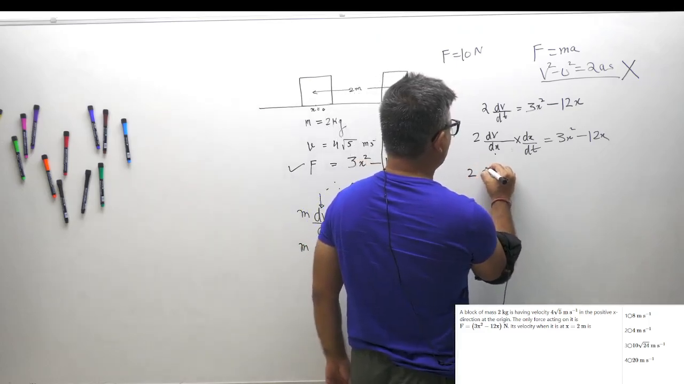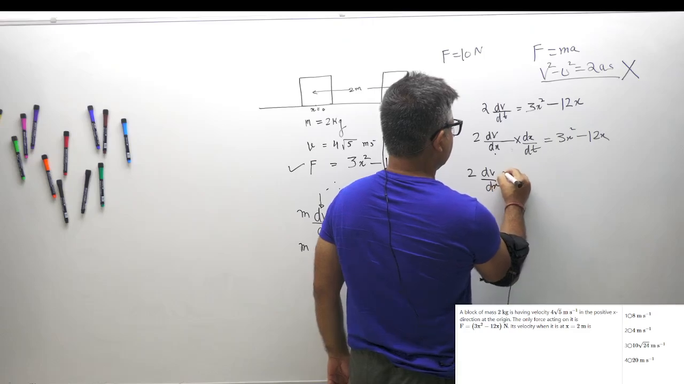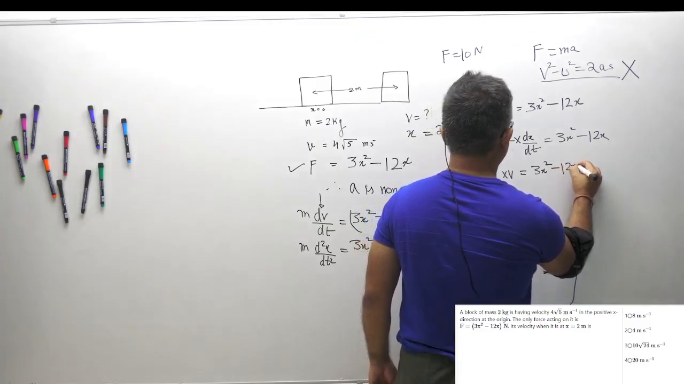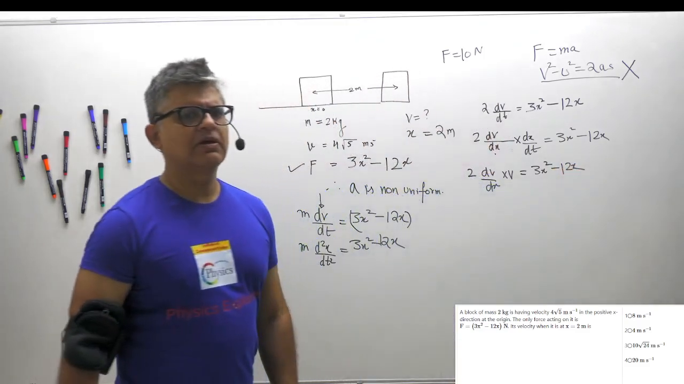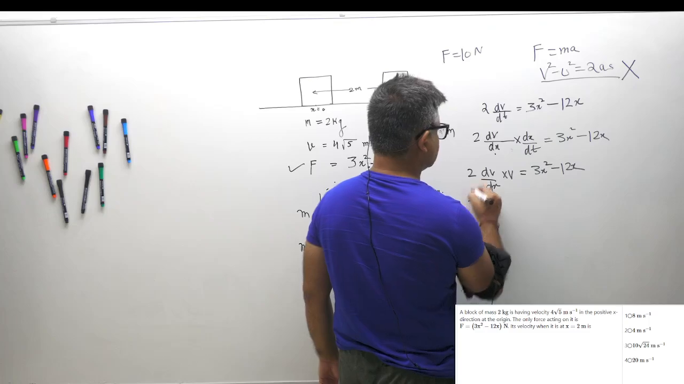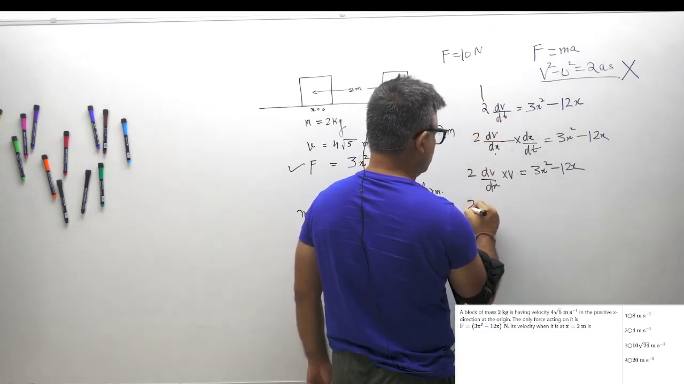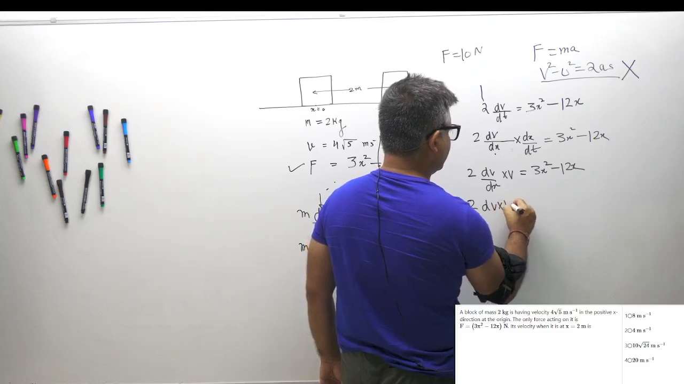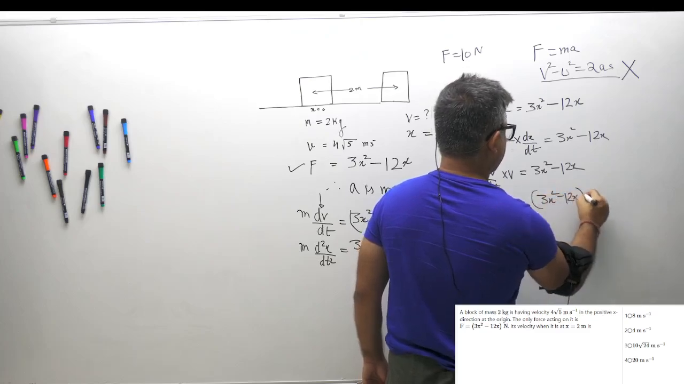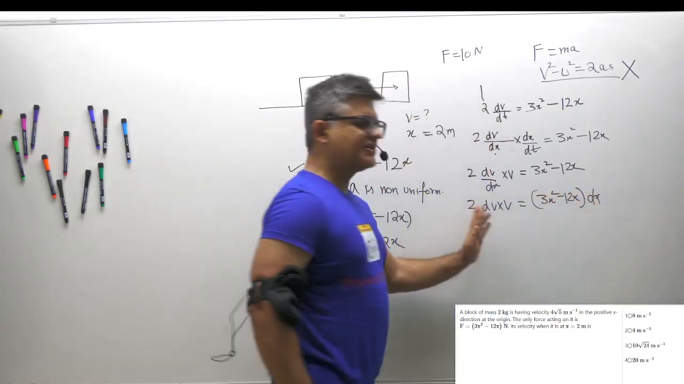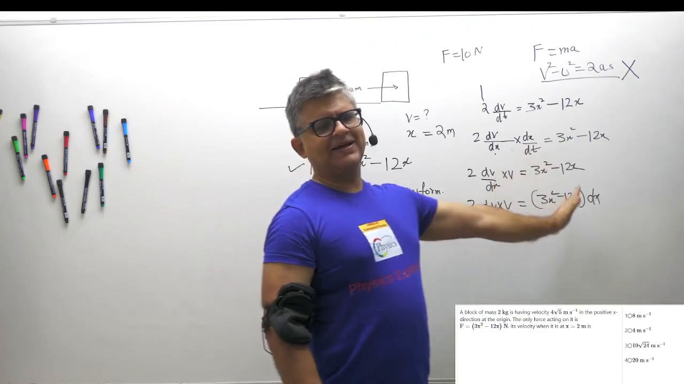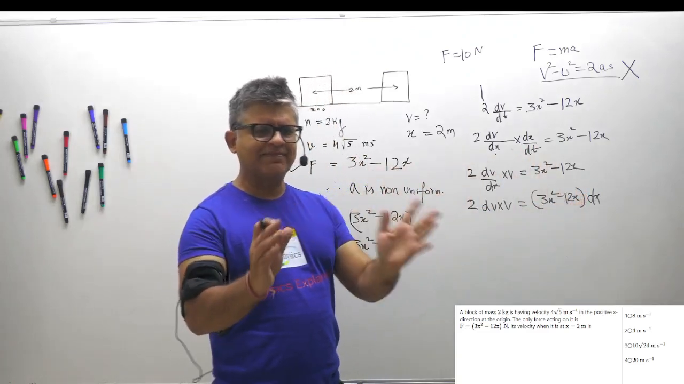It tells you that 2 dv by dx multiplied by velocity is equal to 3x square minus 12x, right? And if I take the dx on the other side, so 2 is your mass, okay? So 2 dv multiplied by v is equal to (3x square minus 12x) into dx. Now, this is something reasonable, right? It's a v dv on one side and x on the other. So two variables, very simple to integrate.